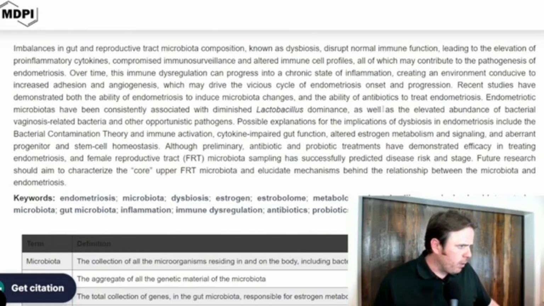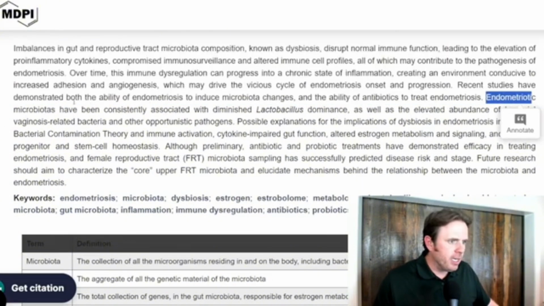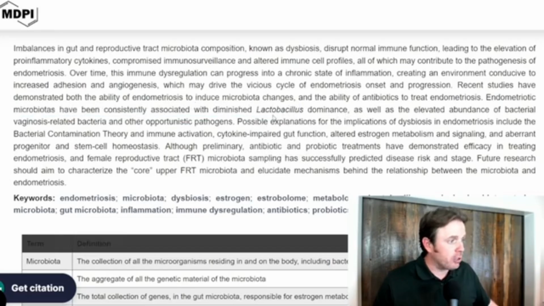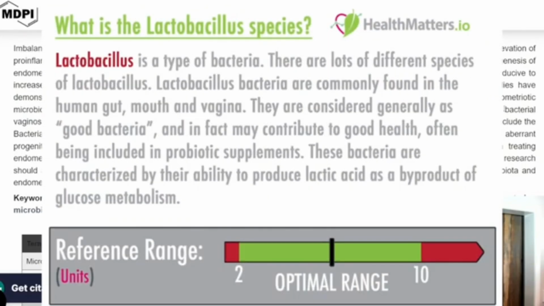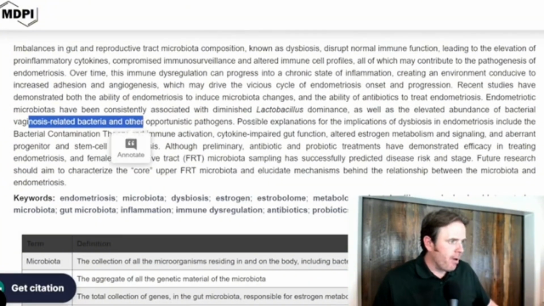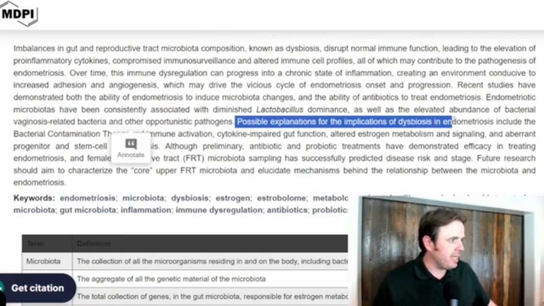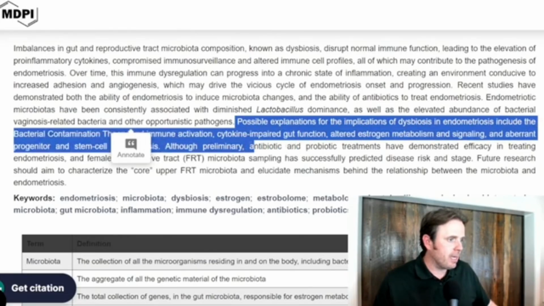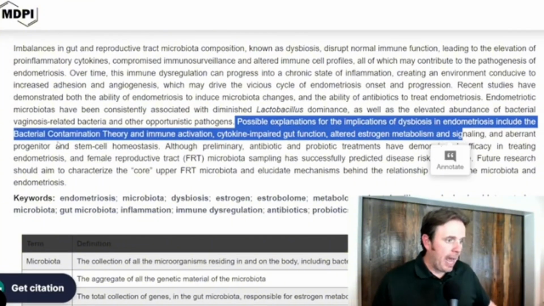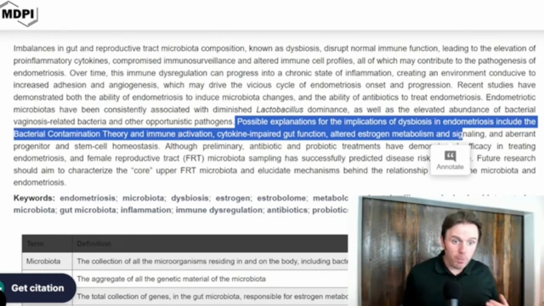And so they're looking at here, I want to make sure I hit this, endometriotic, that's the word I'm looking for, endometriotic microbiotas have been consistently associated with diminished lactobacillus dominance. So that means low levels of lactobacillus, as well as the elevated abundance of bacterial vaginosis-related bacteria. Usually that's going to be your Gardnerella type of bacteria. Possible explanations for the implication of dysbiosis in endometriosis include bacterial contamination, immune, cytokine, gut, estrogen signaling, and aberrant stem cell homeostasis. So it's just saying this is the theory we have, right? We don't know for sure, but it makes sense, right?